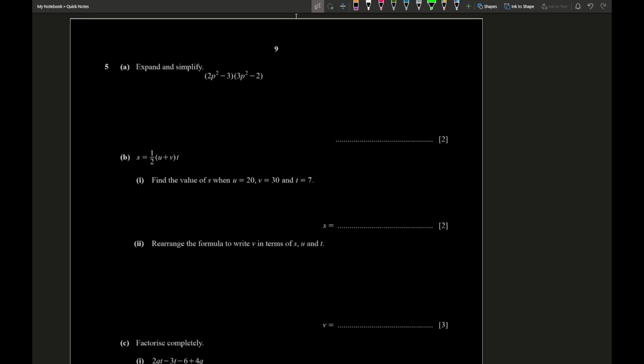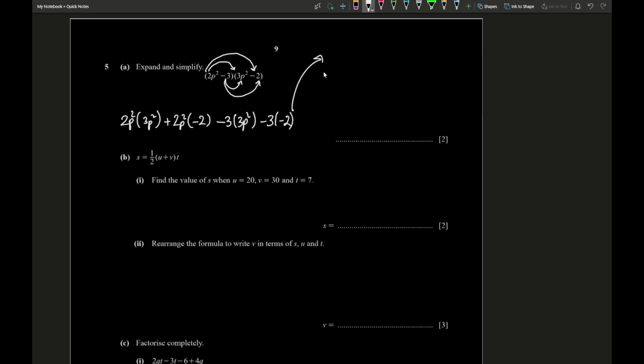Number 5, expand and simplify, part A. We have two brackets. To expand this it's very easy. You do 2p squared times 3p squared, plus 2p squared times negative 2, and then plus negative 3 times 3p squared, plus negative 3 times negative 2.